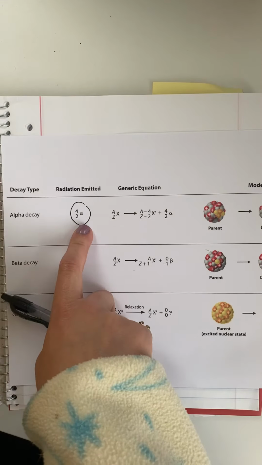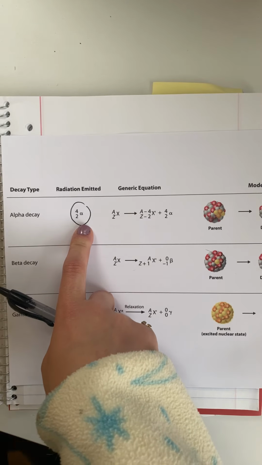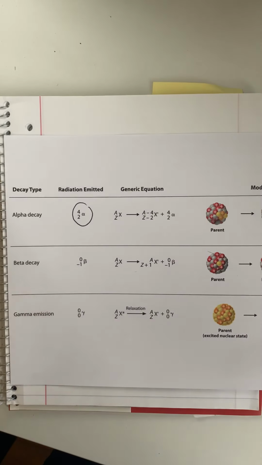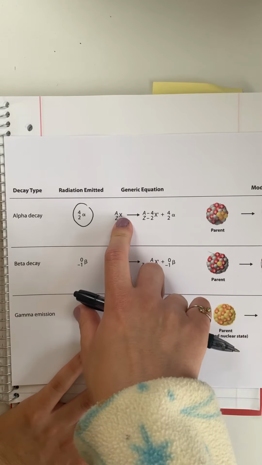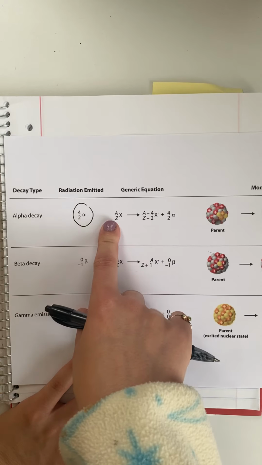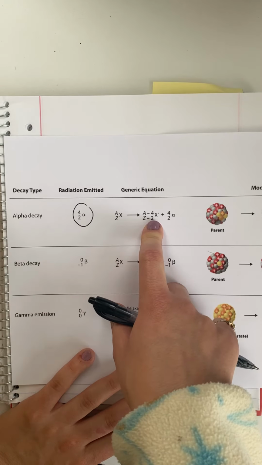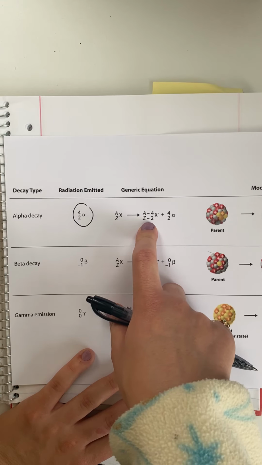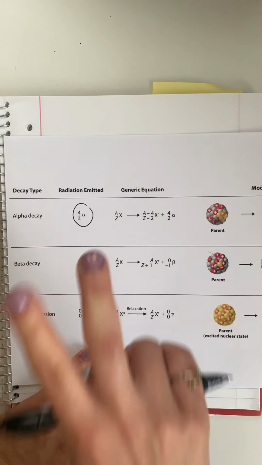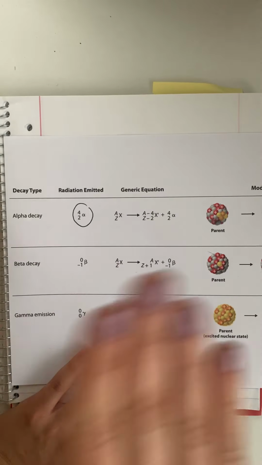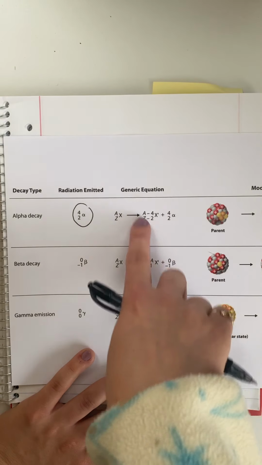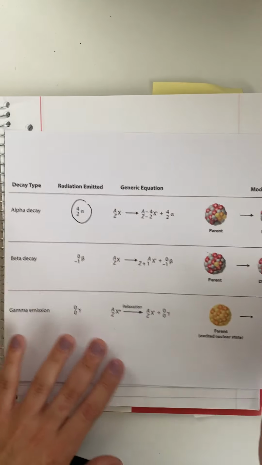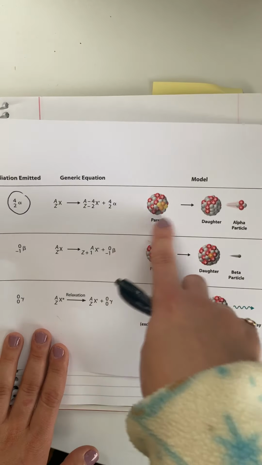Alpha decay does emit that helium nucleus, or those 4 subatomic particles: 2 protons, 2 neutrons. So the generic equation is just going to be some element X with some mass and some proton number turning into a new element. The mass is going to decrease by 4 and the proton number is going to decrease by 2, because remember, 2 protons and 2 neutrons leave as an alpha particle. So we have a new element with some new mass and some new proton number, as well as that alpha particle. And here's a really strong visual of that actual decay.